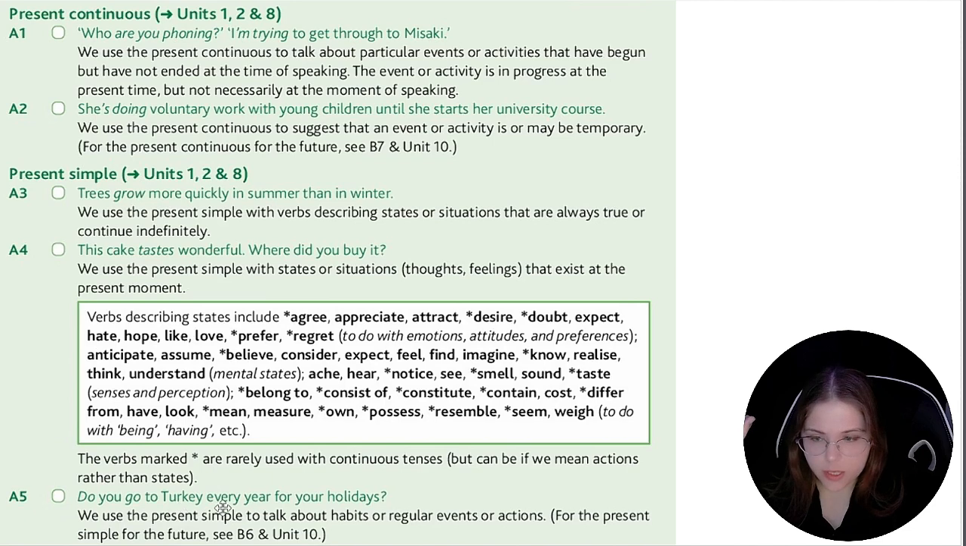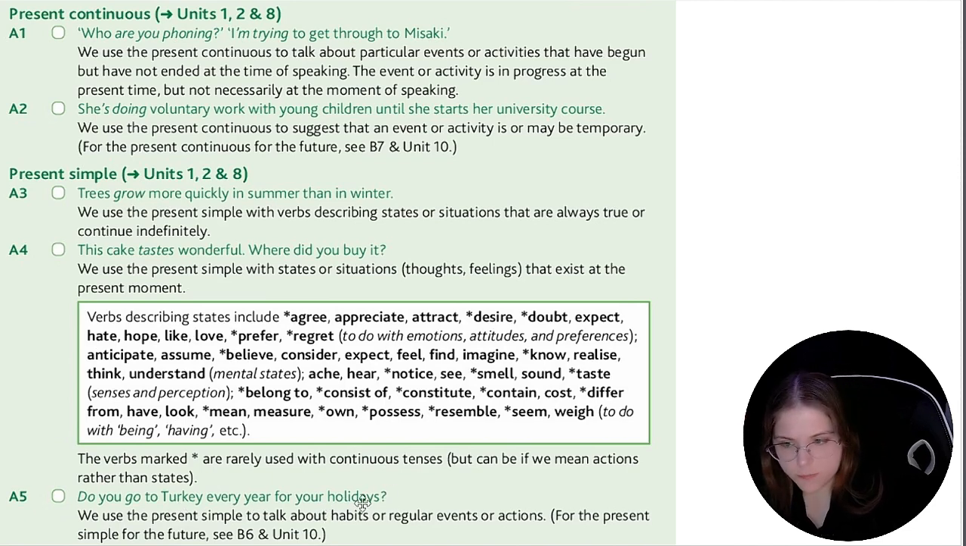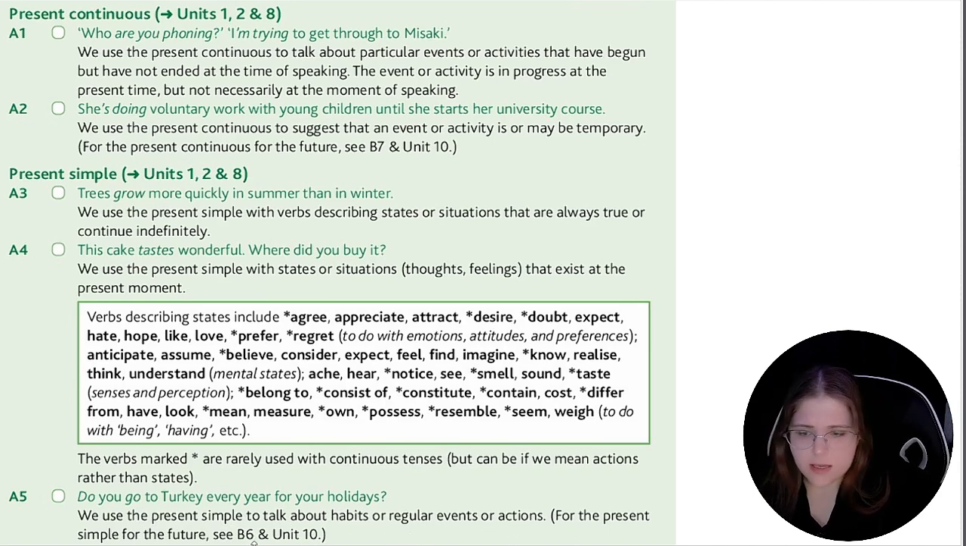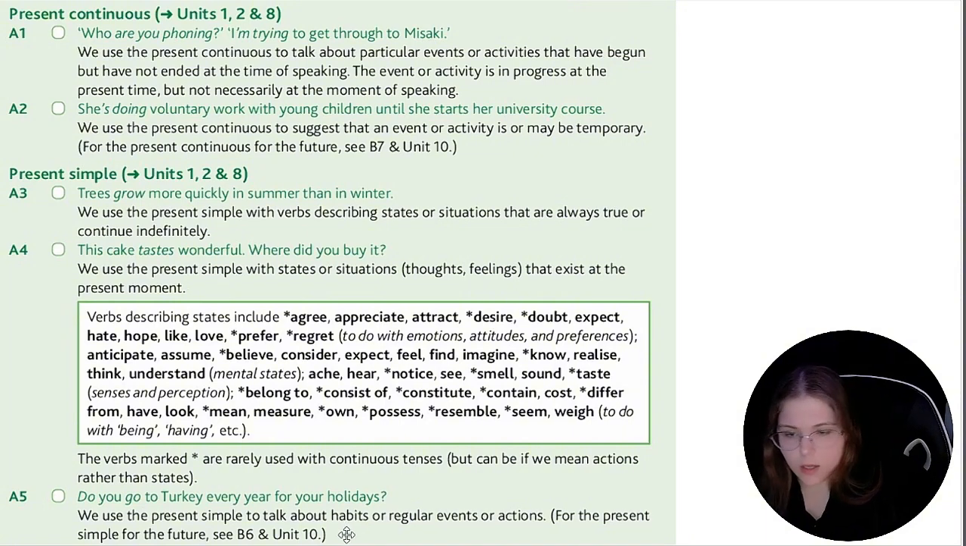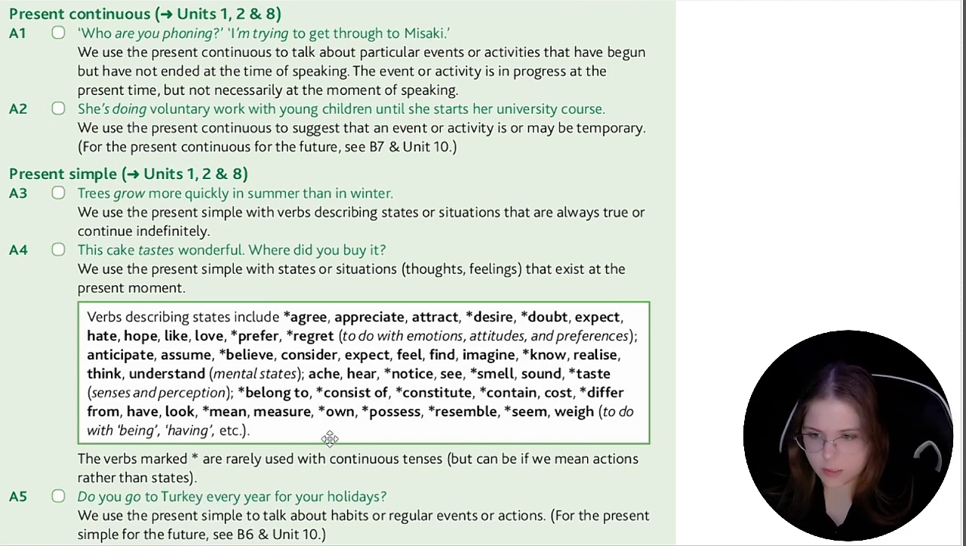Do you go to Turkey every year for your holidays? We use the present simple to talk about habits or regular events or actions. For the present simple for the future, see B6, Unit 10. Okay, habits and regular events. If I do something every single day, every month, every year, I use present simple. Do you go to Turkey every year? Yes, I do. Yes, I go to Turkey every year. Oh no, I don't. I don't go to Turkey every year.